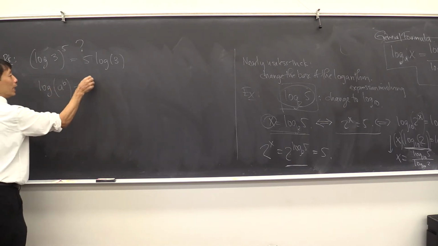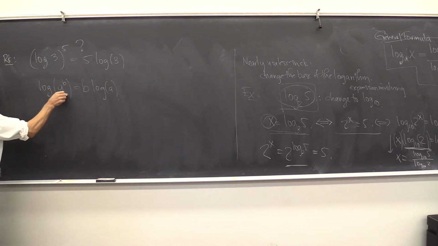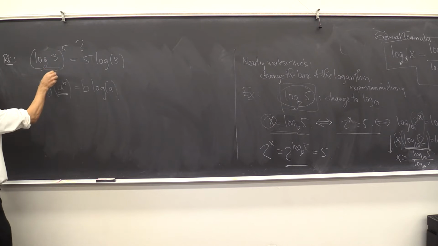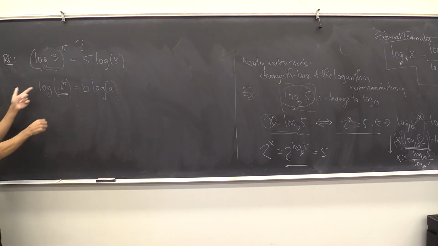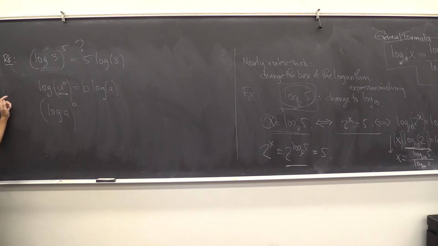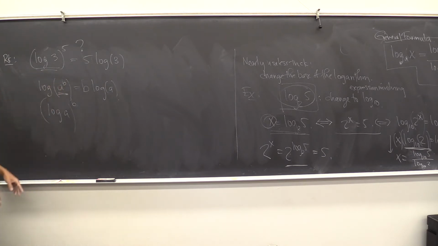You can pull that power out. If you have log of something to a power, yes, you can pull the power out, because of the properties of exponents. But this is not the same thing. This is log of a quantity to the b. So don't get confused between log of a quantity to the b and log of the quantity a to b. Just watch out.